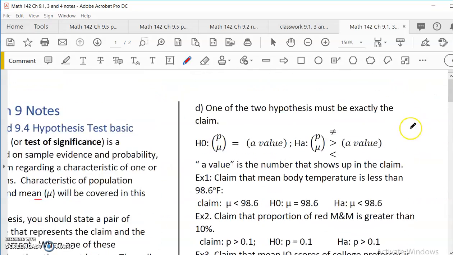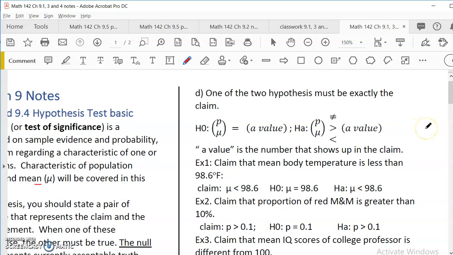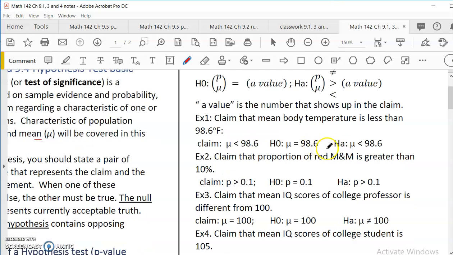A great way to make them is to write down H0 is always equal to the value that shows up in the claim. And then the alternative hypothesis would be either the claim, or if it is not, then it's not equal. If the claim is equal, then the alternative is not equal. Okay.